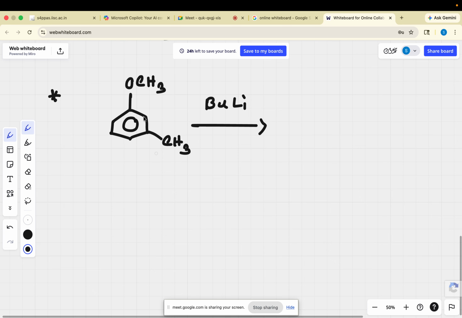Ortholithiation. From which side will it abstract the proton? Right side or left side? Ortholithiation will happen, but which side will it take up? Which proton will it take up? This proton or this proton? That is the question here. Right side, sir. Right side.